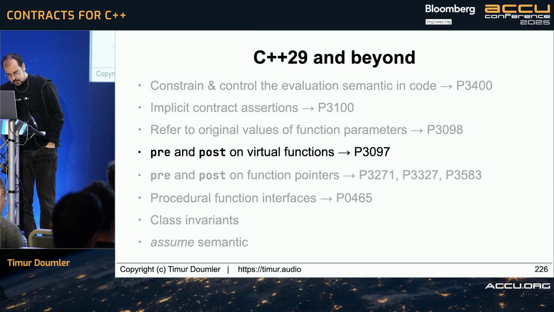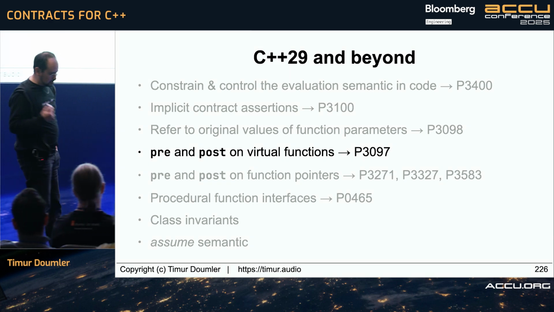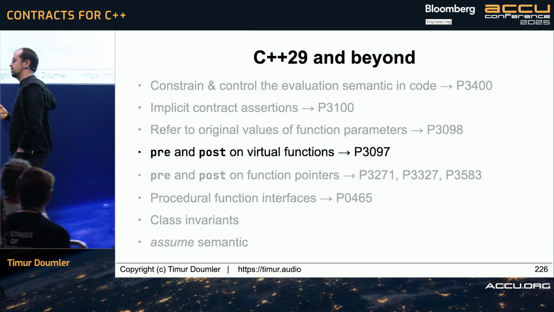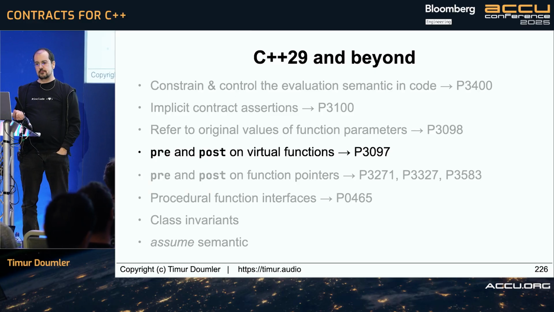The next one is pre and post on virtual functions. This is a really painful concession we had to make to get contracts in C++26. We had to remove support for pre and post on virtual functions. If you put pre and post on virtual functions today, it's ill-formed. That's very unfortunate.